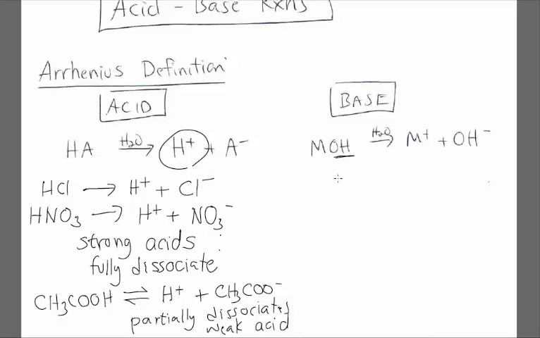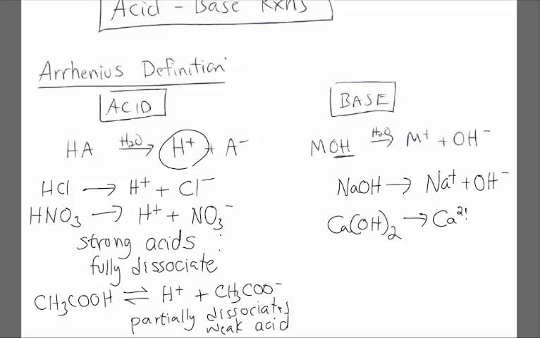Now, by the Arrhenius definition, the base includes a metal ion bound to a hydroxide, so something like sodium hydroxide dissociates in water into sodium ion and hydroxide. Again, though, the metal does not need to be a single charge. So it could be something like calcium hydroxide, which dissociates into calcium plus hydroxides. So the numbers can vary here.